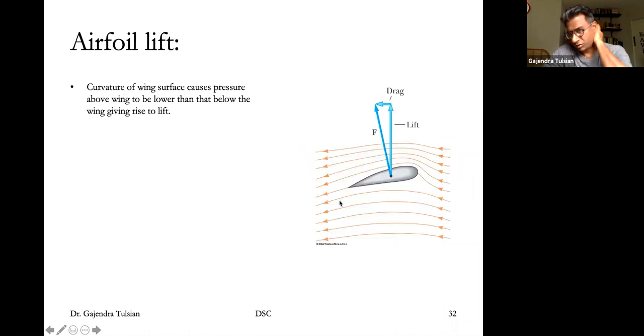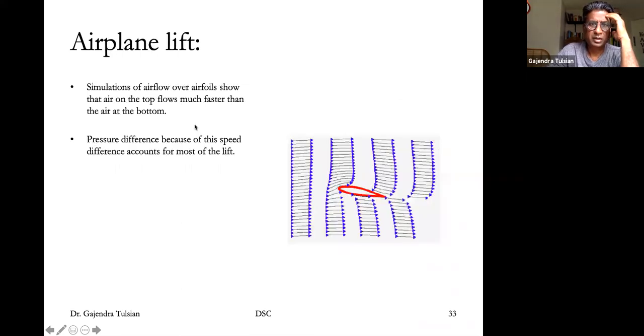So you guys have all flown on a plane, and so how does the plane stay afloat in air? When the plane is flying this way, the air is flowing in this direction, and the way the wing is shaped, there is the airfoil. This has a curvature, so the air has to flow over a greater distance there. It's flowing faster. The pressure there is lower than the pressure here, and that provides most of the lift. So curvature of the wing surface causes pressure above the wing to be lower than below the wing, giving it a lift. Okay, so here's a computer simulation.